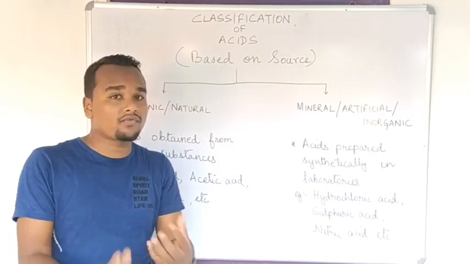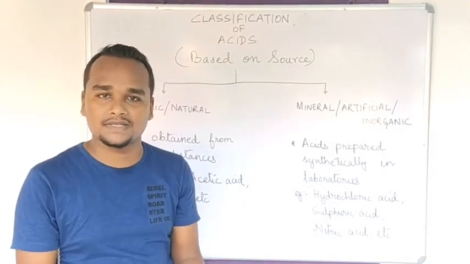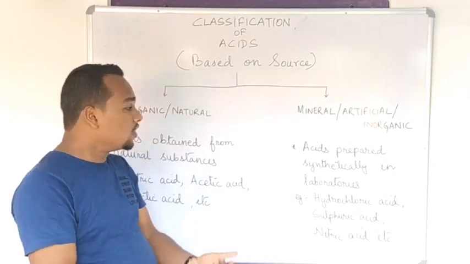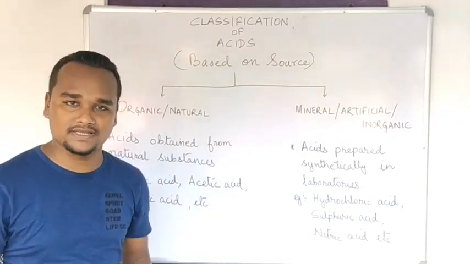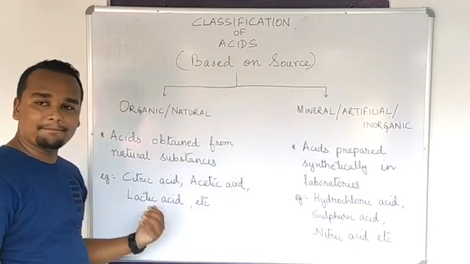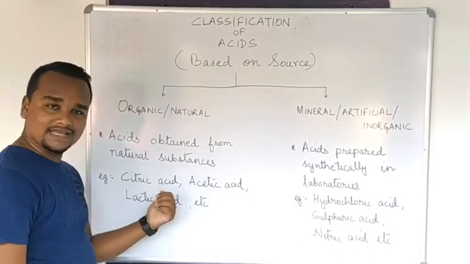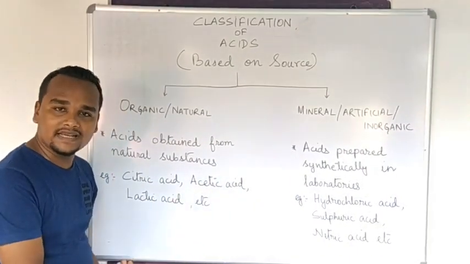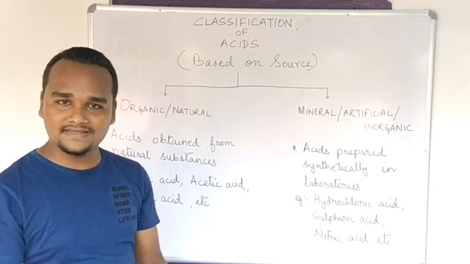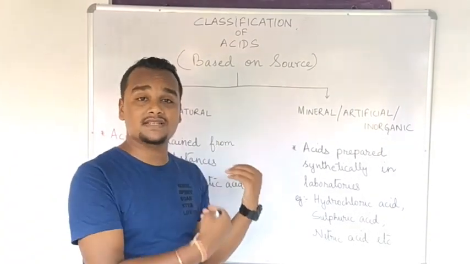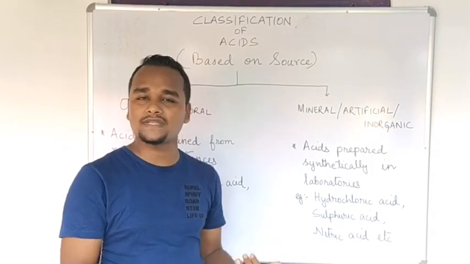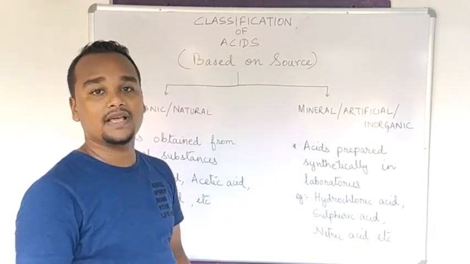Now, vegetables or fruits are not prepared by us, so those acids are naturally occurring acids. Examples of those acids are citric acid, acetic acid, lactic acid, tartaric acid, etc. The acids which I discussed in the previous part are all natural acids.